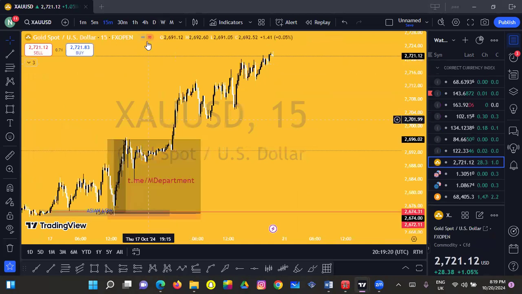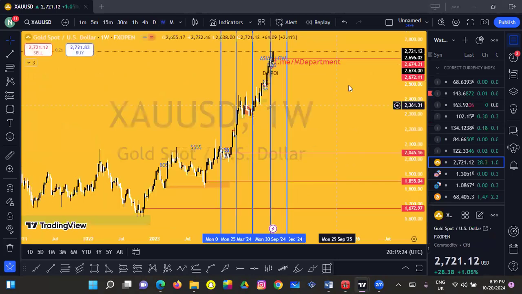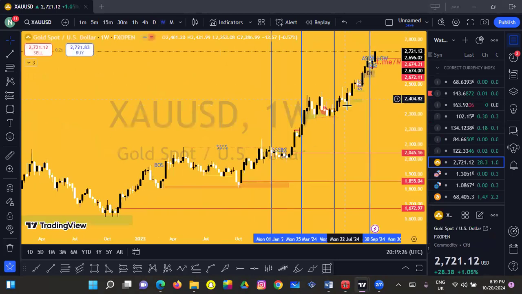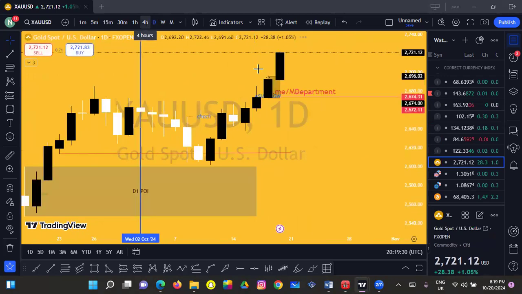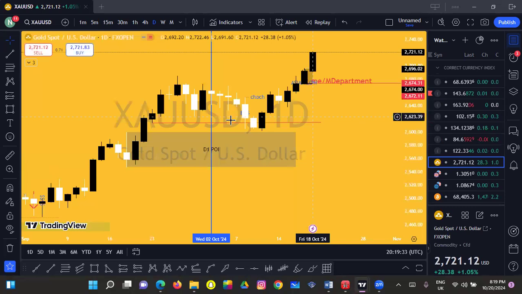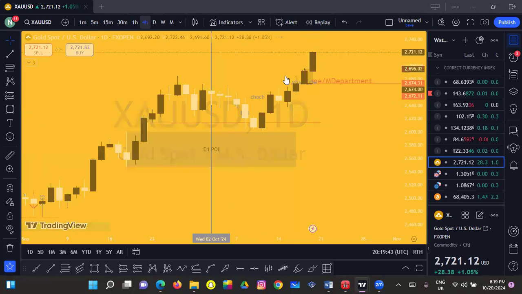And on gold, weekly gold is still bullish. Gold is still bullish, and on the daily, still bullish, right? So unless we see some kind of retracement, we expect it to come in and tap on this daily POI, but if not, we are still bullish.